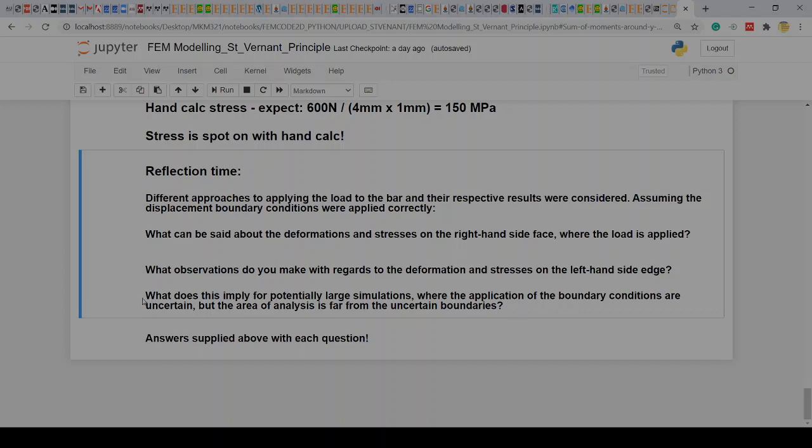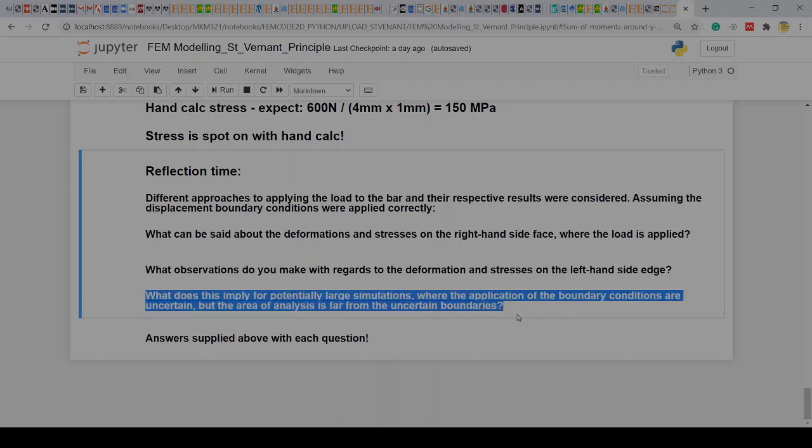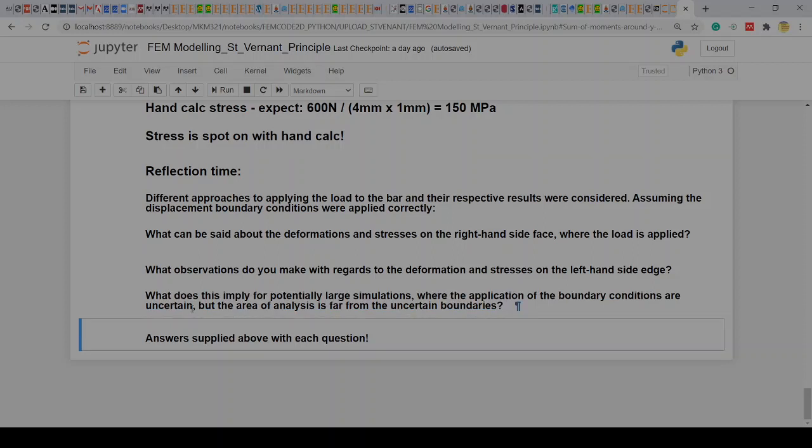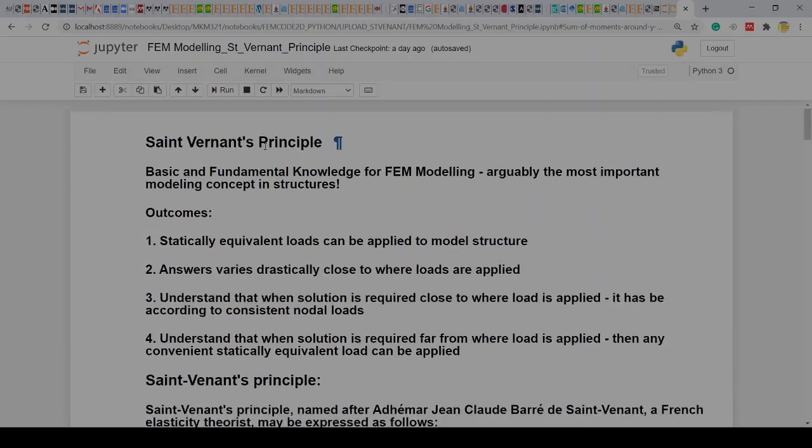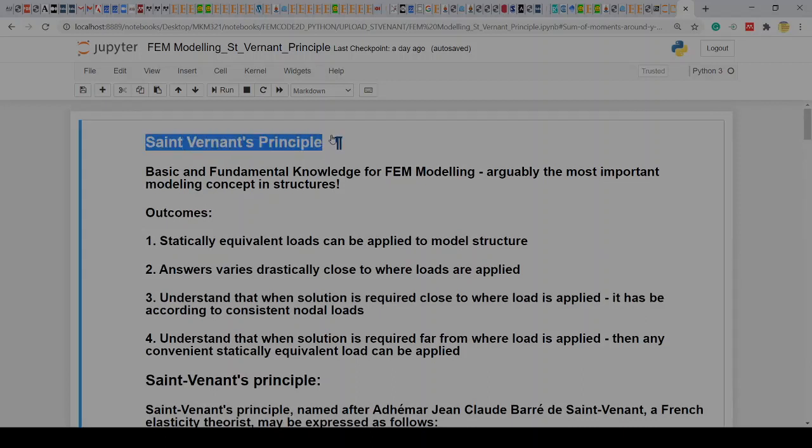And so the question here is, what does this imply for the application of boundary conditions that are uncertain? Sometimes we might not be 100% certain of boundary conditions, but we could maybe figure out a statically equivalent boundary condition. As long as we're not interested in the answer close to where we apply them, far away we can actually simplify quite a lot. So this is really important to understand. Saint-Venant's principle allows you to decide where you want to put your modeling effort. It allows you to make modeling decisions of where we should take great care and where we can simplify loading and boundary conditions. This is an extremely important principle.